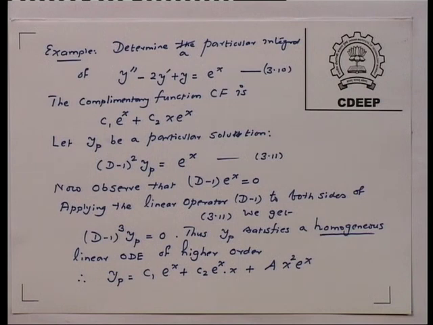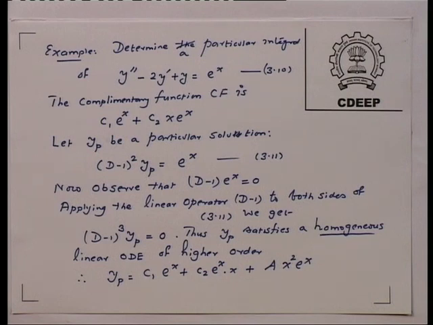So now what are we doing? We take a particular integral, right? y_p is a particular solution. That means that it must satisfy the differential equation. That means that (D minus 1) squared y_p equals e to the power x, right? Now observe that (D minus 1) of e to the power x is 0. When I apply D minus 1 to e to the power x, what do I get? 0. So if I take equation 3.11, please write simultaneously, and apply D minus 1 to both sides, what do I get?